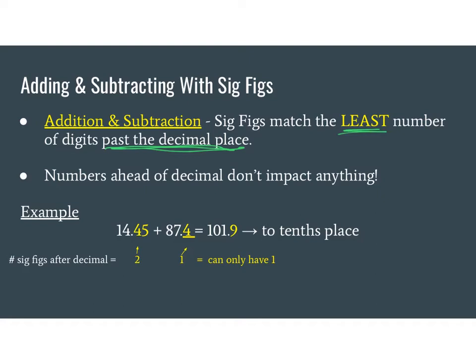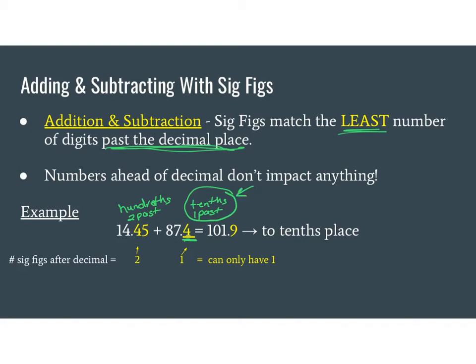The example that we have here is 14.45 plus 87.4. This one goes to the hundredths, or 2 past the decimal. This one only goes to the tenths, or 1 past the decimal. So we have to go with the least past, which is only 1. Our answer can only go to the tenths place.